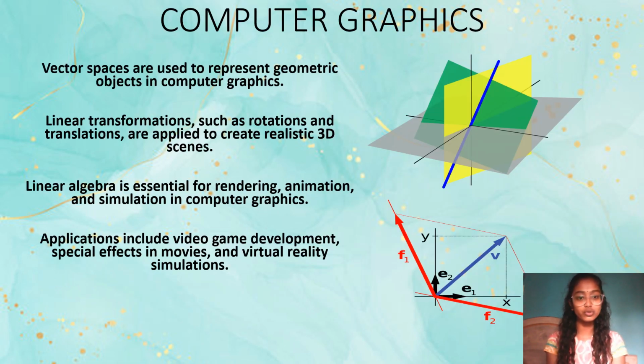And the next is computer graphics. Vector spaces are used to represent geometric objects in computer graphics. Linear transformations such as rotation and translation are applied to create realistic 3D scenes. Linear algebra is essential for rendering, animation, and simulation in computer graphics. Applications include video game development, special effects in movies, and virtual reality simulations.